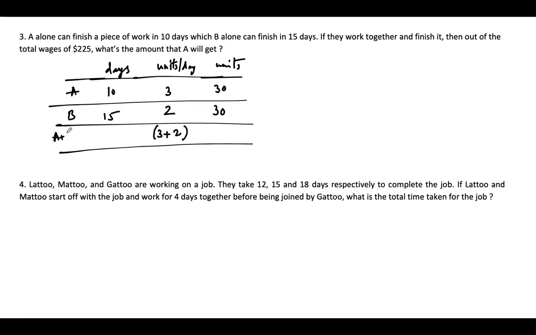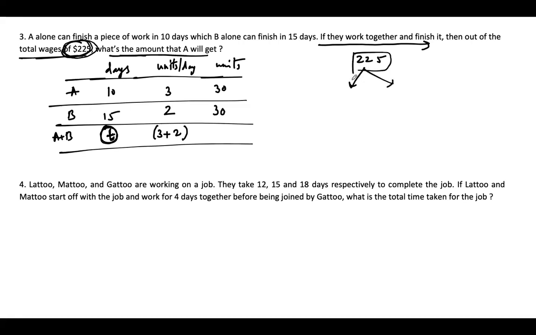And what is the time taken when they're working together? It will be 30 divided by 5, so 6 days. I'm saying they'll be working for the same time. So right now, what is the question asking? If they work together and finish the work, then the wages are given. The question is asking what's the amount that A will get. So can you please tell me in what ratio these wages are going to be divided between A and B? And how will we determine that ratio?